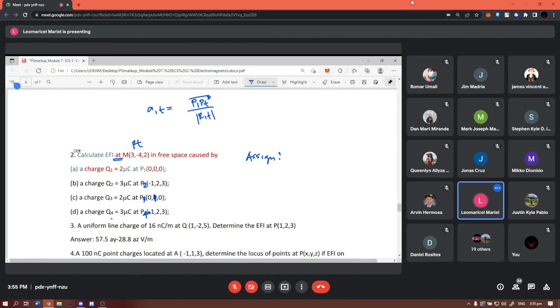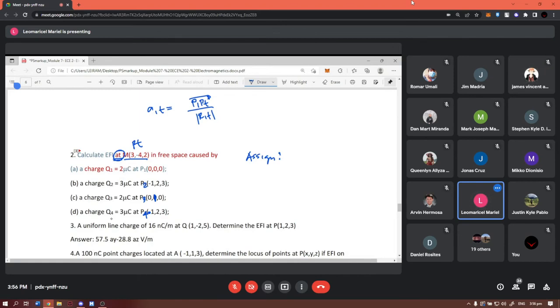May charge siya, pero may mga location din. Yung isa, given, meron siyang word na at, points lang ang binigay. Walang charge. Ibig sabihin, yun yung test charge mo. And another keyword is meron siyang word na at. So, calculate the EFI at. Pag ibig sabihin ng at, yun ang kukunan mo ng force, ibig sabihin yun yung test charge mo. Nasundan? Nakuha? Okay po, sir.